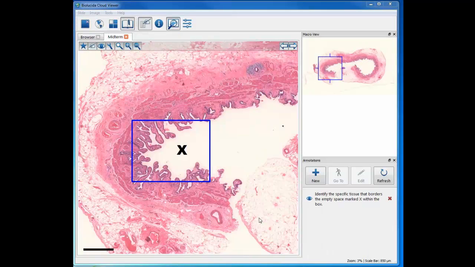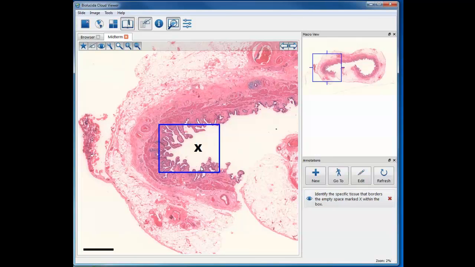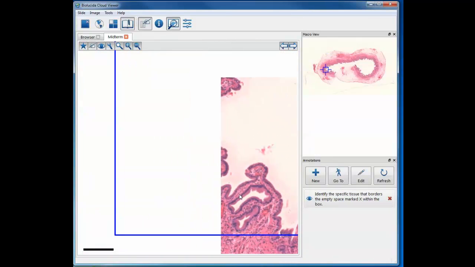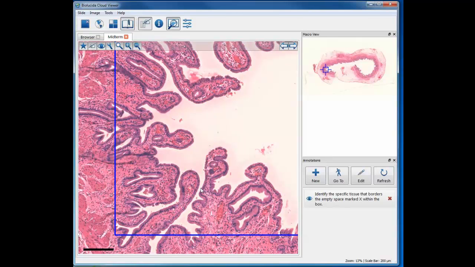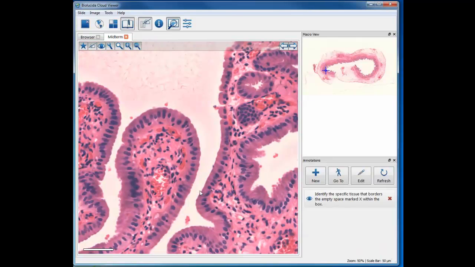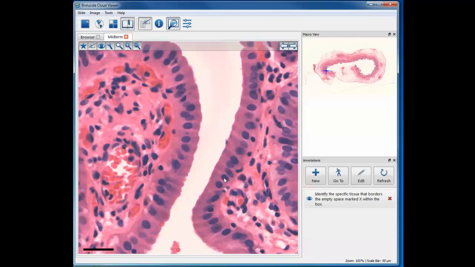Okay, this specimen was presented. You were asked to identify the specific tissue that borders the empty space marked X within the box. So the first thing you had to do is make sure that you're looking at what we ask, and then to enlarge that and take a good look at the lining cells. And you can clearly see that they're columnar, and they're simple because there's only one layer, so it's simple columnar epithelium. And you were asked what tissue, so you've got to include epithelium in the answer.